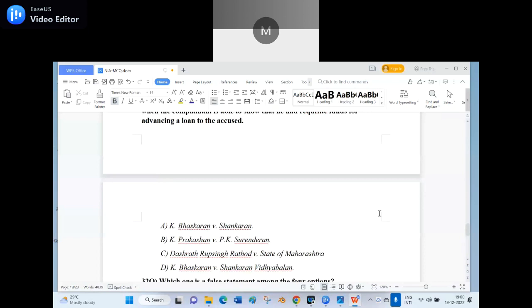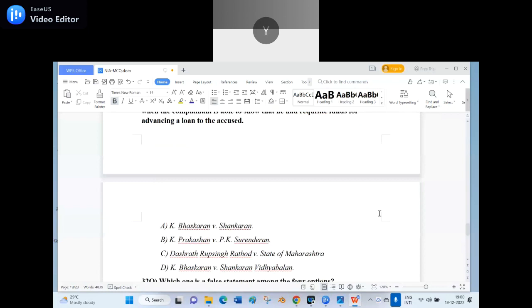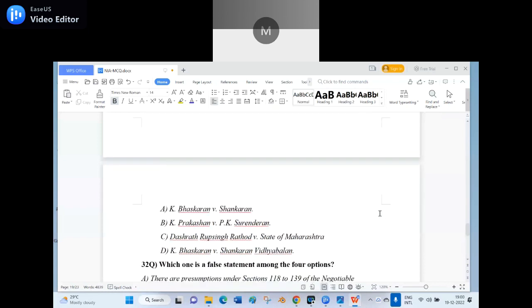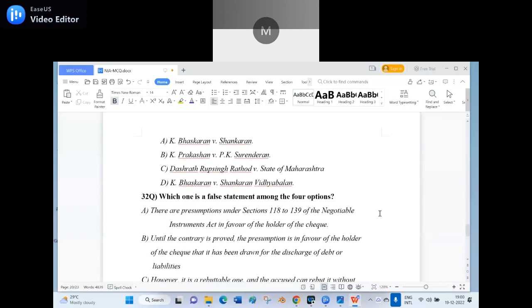Wrong. The right answer is option B, K. Prakashan versus P. K. Sundaran. B is the right answer for the 31st question. Is it clear? Yes, sir.